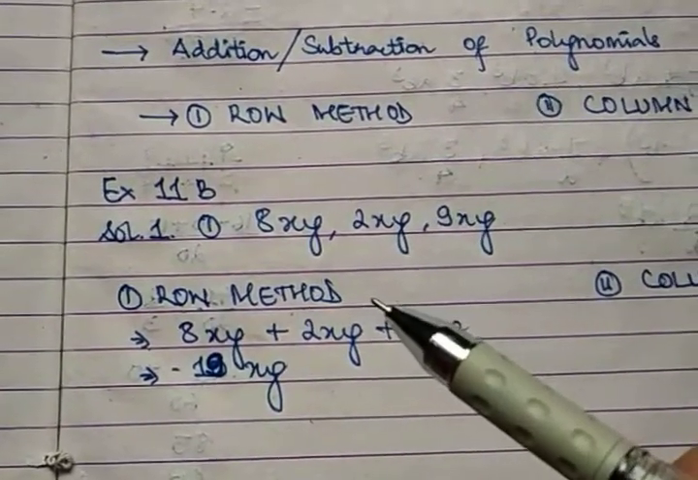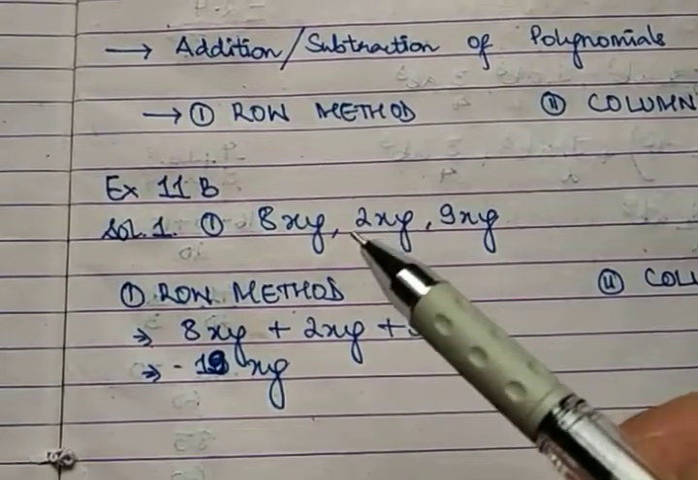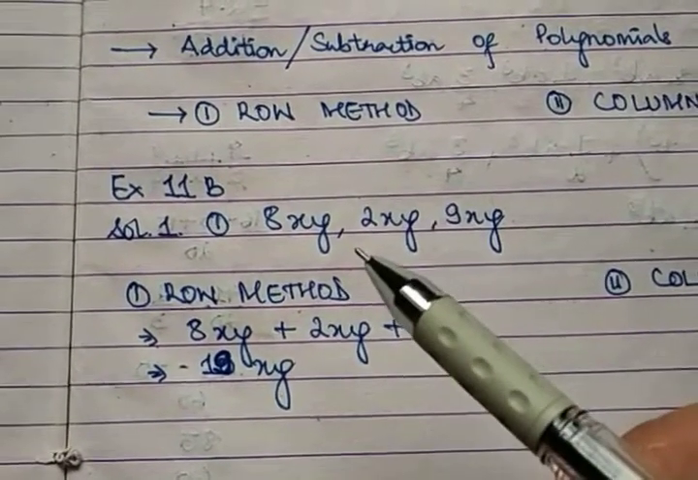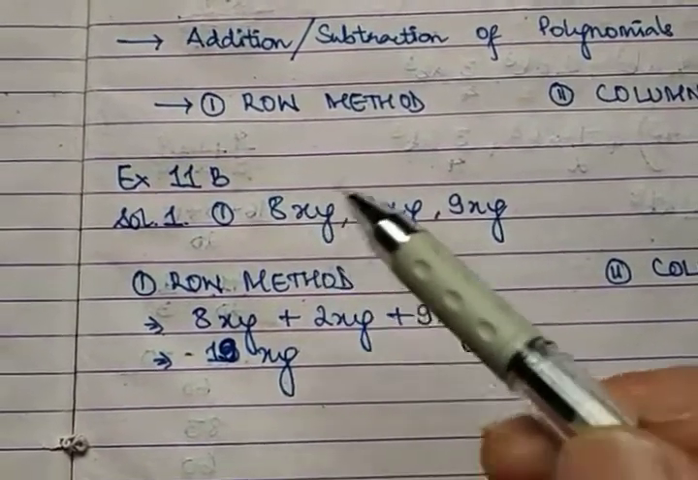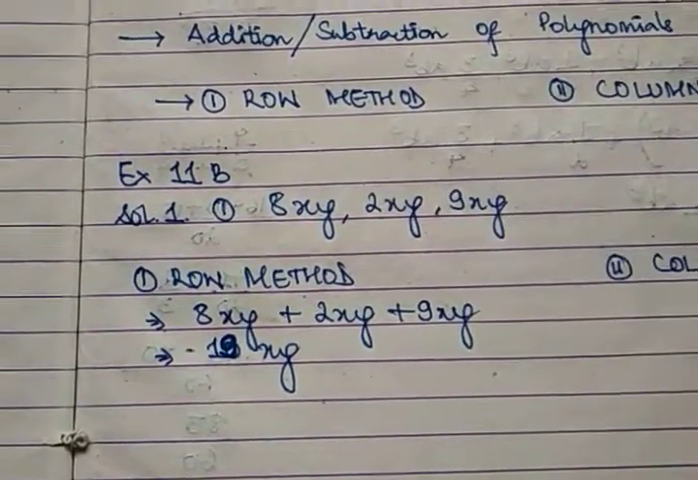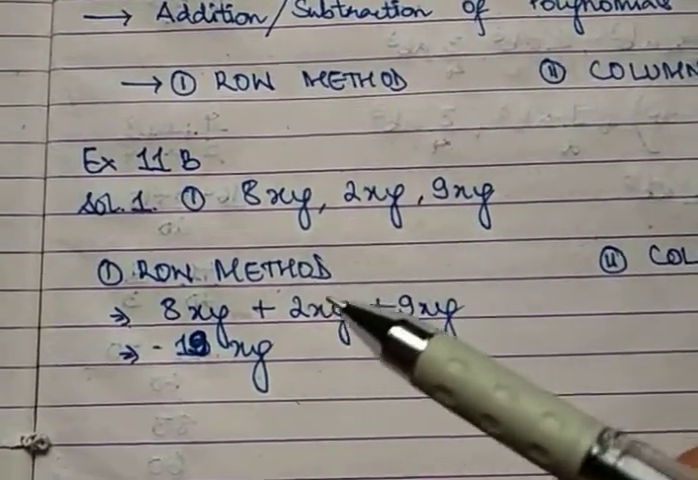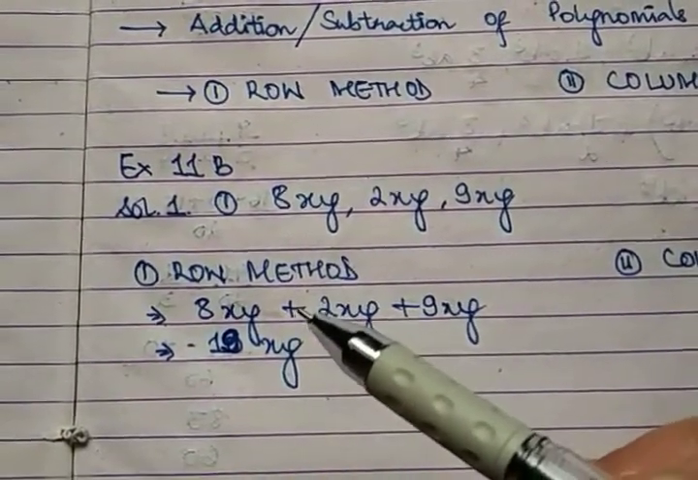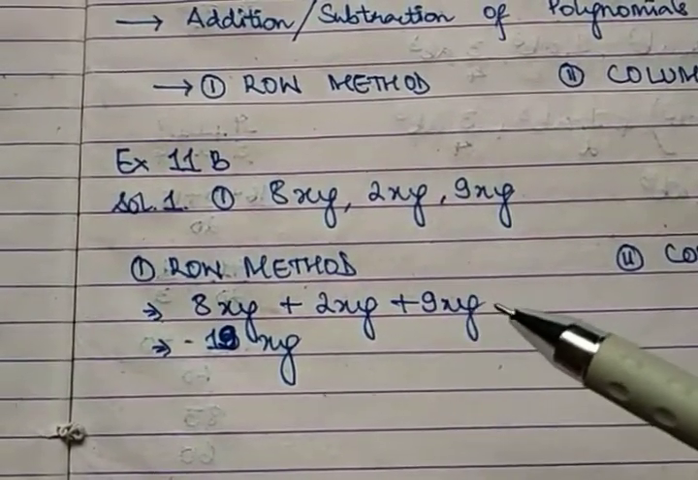What we have is we need to add up the terms. The terms are given as 8xy, comma 2xy, 9xy. They are monomials, isn't it? Single terms. See, 8xy, 2xy, 9xy, monomials. So for the row method, it's simple. See, 8xy, all we need to do is add the terms, isn't it? So plus 2xy, plus 9xy.